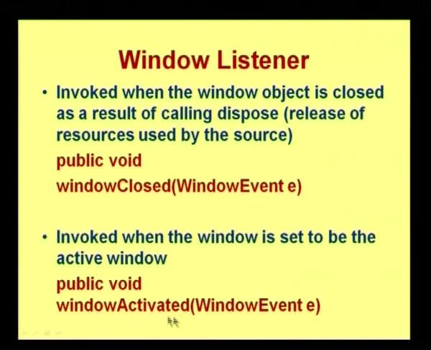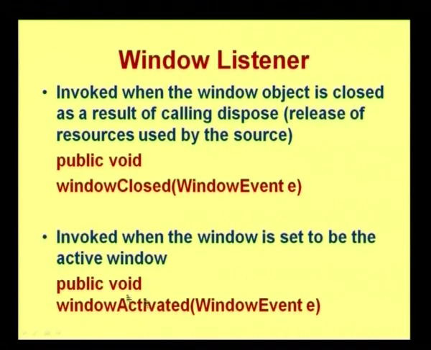Welcome back after the break. We are discussing the window listener, and here you can see that the method windowActivated is invoked when the window is set to be the active window. In your GUI application you can have many frames open at one point of time, and they may be in various modes. One may be in minimized mode, one may be in maximized mode. At any one point of time only one window can be the active window. So, whenever I try to activate a particular window, this method is called.